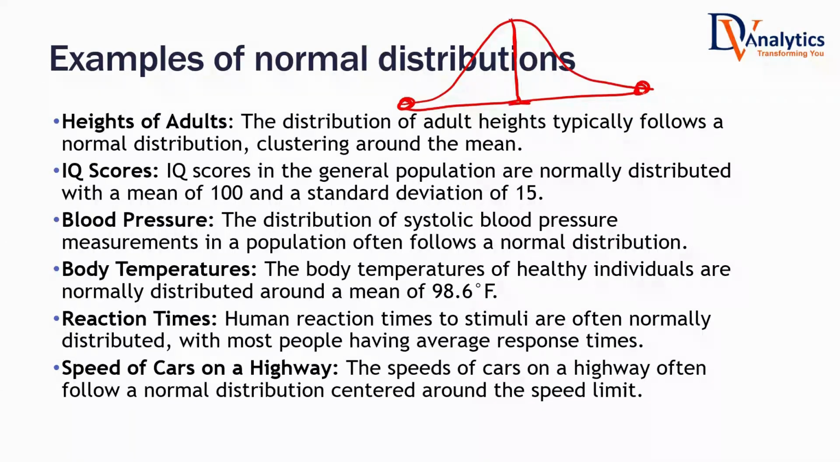Blood pressures: high blood pressure, low blood pressure, very few people will be there. Average blood pressure, most of the people will be there. Most of the variables in the real world follow a bell curve or a normal distribution like this. Reaction times or speed on a highway. Let us suppose the speed limit on a highway is set to 100, and if you go below that you will be fined, and if you go above that you will be fined. Then it will be a normal distribution where a speed of exactly 100 will be maintained by most people. Very few people will maintain very low speed, and very few will maintain very high speed.